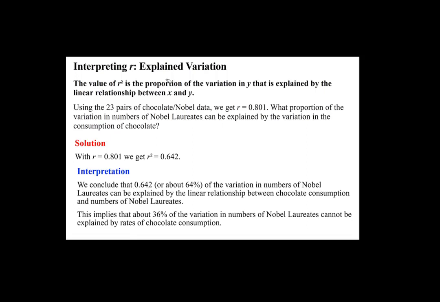Could somebody read the interpretation for us, please? We conclude that 0.642, or about 64% of the variation in numbers of Nobel laureates, can be explained by the linear relationship between chocolate consumption and numbers of Nobel laureates. This implies that about 36% of the variation in numbers of Nobel laureates cannot be explained by rates of chocolate consumption. Thank you so much. So this is the interpretation. R squared explains the variation, and whatever is left simply is not explained by that.